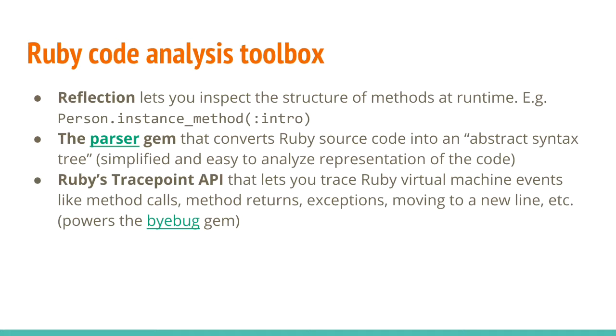And then the third one is Ruby's tracepoint API, and that lets you actually trace Ruby virtual machine events like calls, returns, exceptions, and so on. And interesting, the parser gem is what powers Rubocop, powers Brakeman as well, and a number of other static analysis gems using either the actual parser gem or a similar gem. And then Ruby's tracepoint API powers byebug. So if you ever step through Ruby code with byebug, you're using tracepoint indirectly.